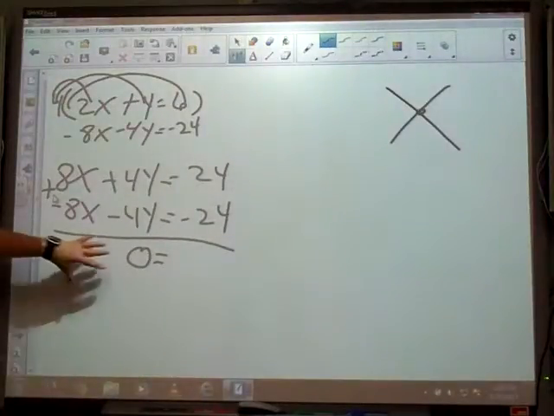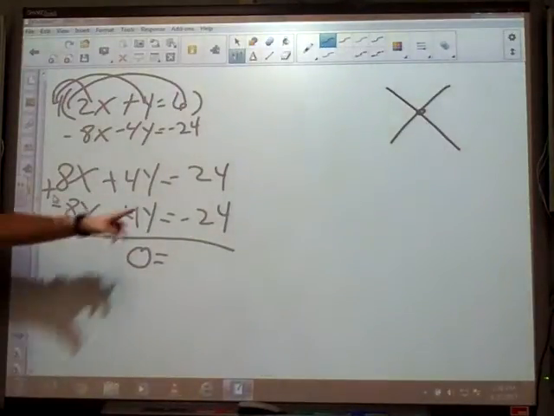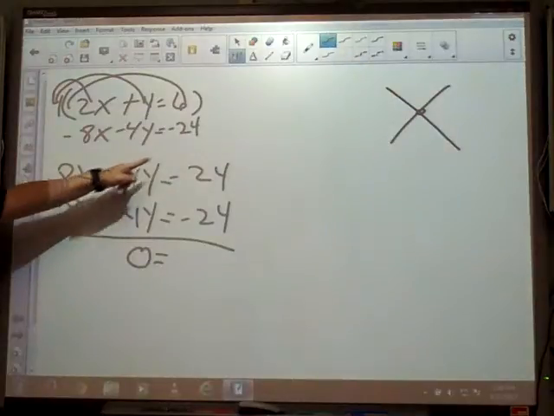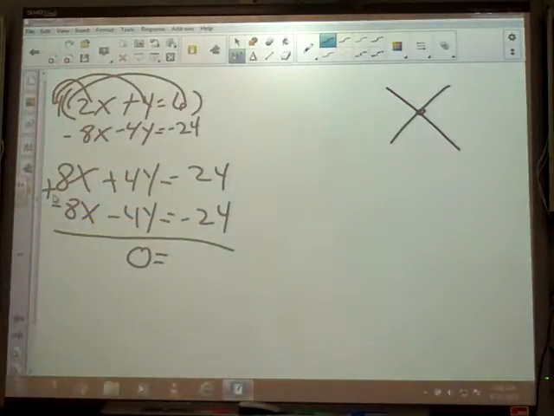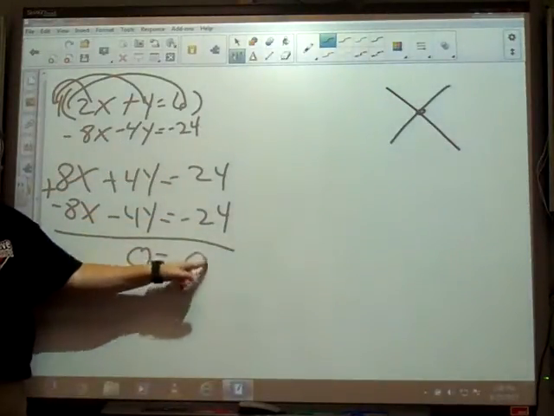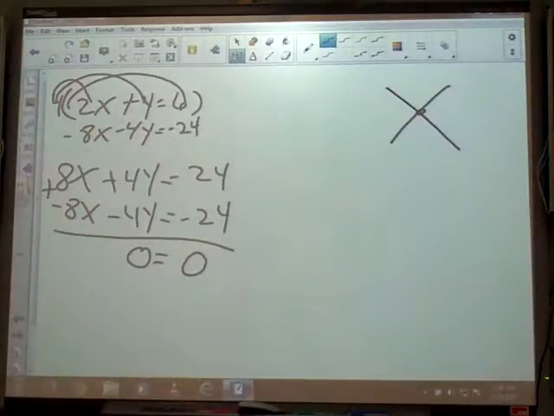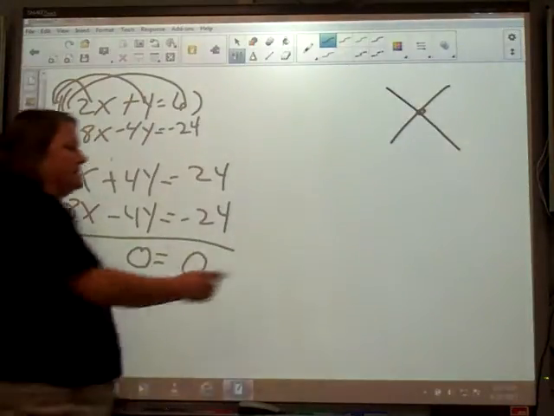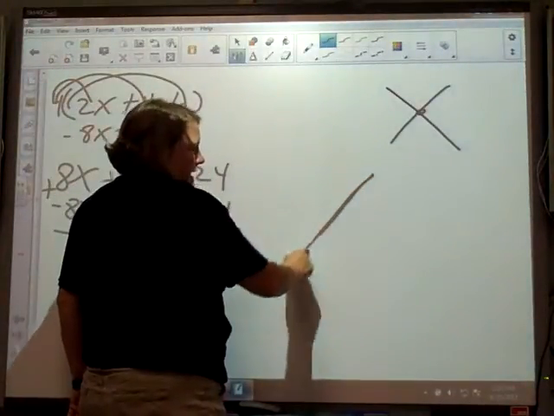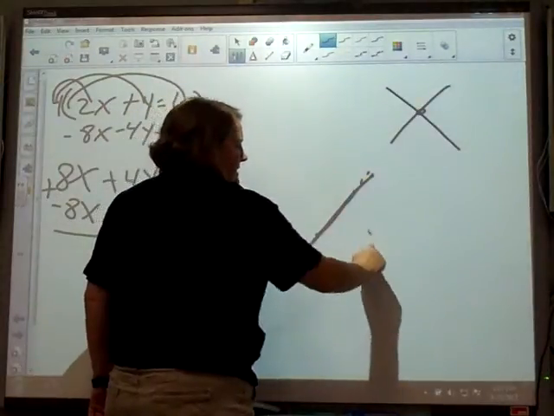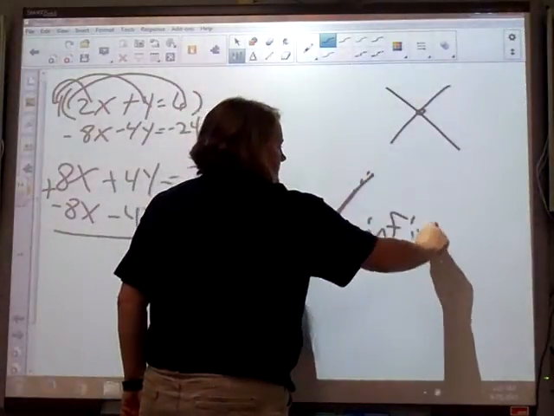All I have on the left is 0, but what do I have on the right? Negative 24. No, what's 24 plus negative 24? Oh, that is nothing, it's 0 also. So when we end up in that scenario with a true statement, because 0 is 0, that's no brainer, right? That means that it's the same line, and it's intersecting infinite many times.